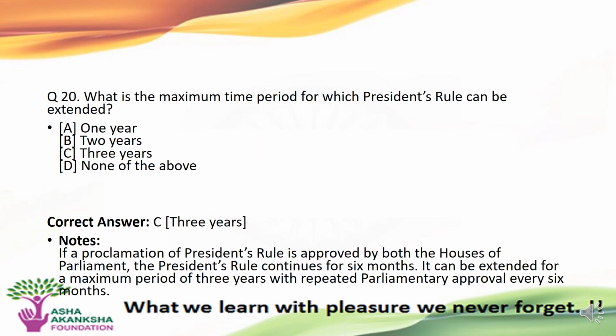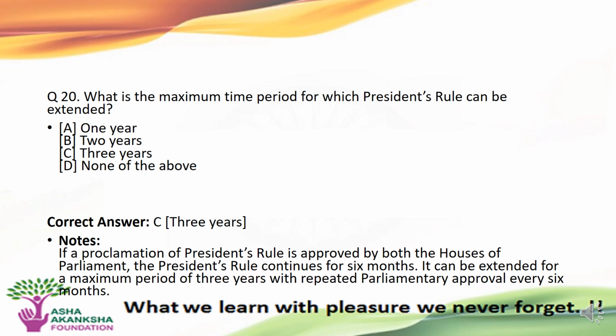Now, let's move to the next question. What is the maximum time period for which the president's rule can be extended? Options are A. 1 year, B. 2 years, C. 3 years, or D. None of the above. The correct answer to this question is option C, that is, the period of president's rule can be extended up to 3 years.